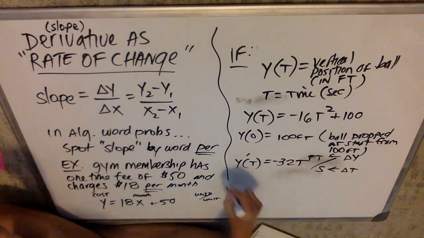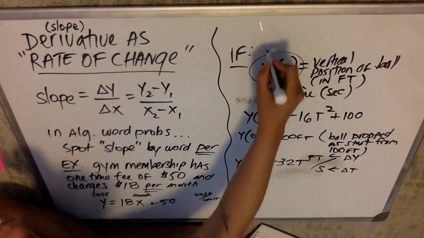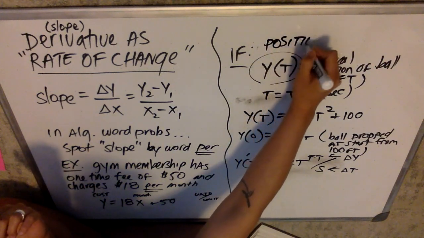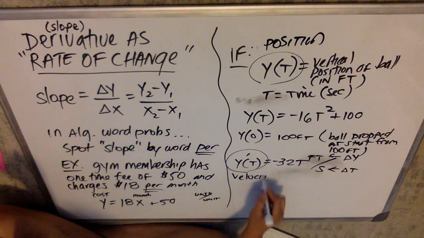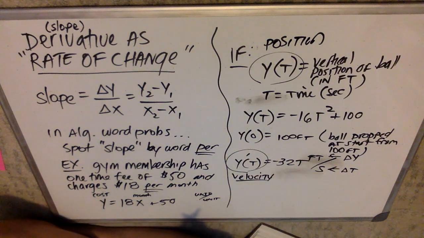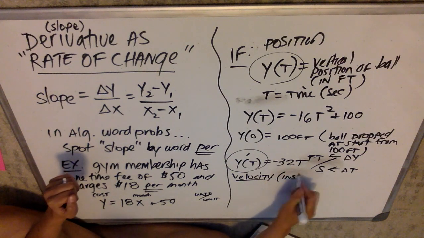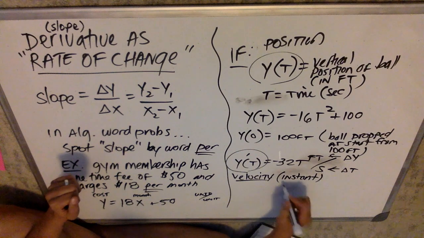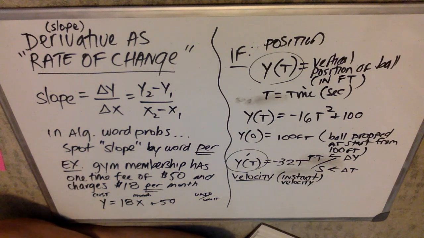So essentially, this derivative, if this thing was your position, then this thing is actually your velocity, right? Because it's the change in distance over change in time. So not only is this your velocity, but it's your instantaneous velocity, or instantaneous if we want to be fancy.